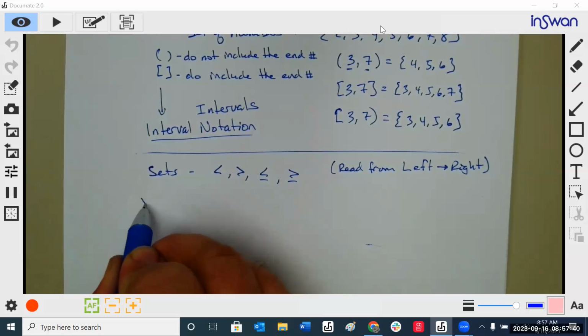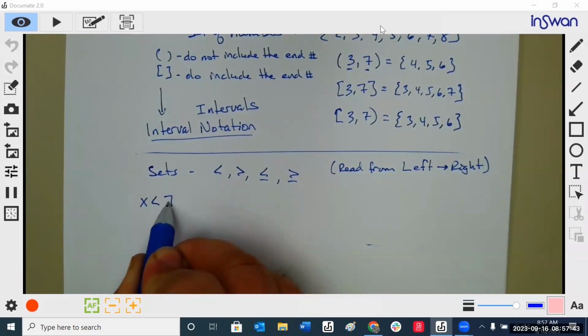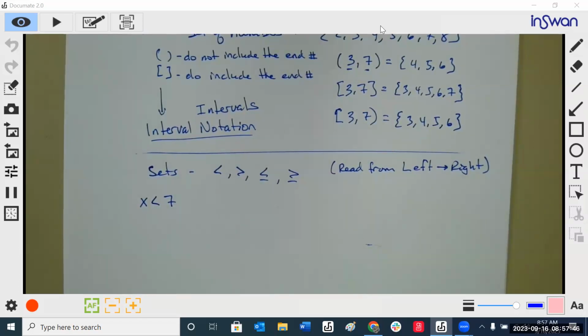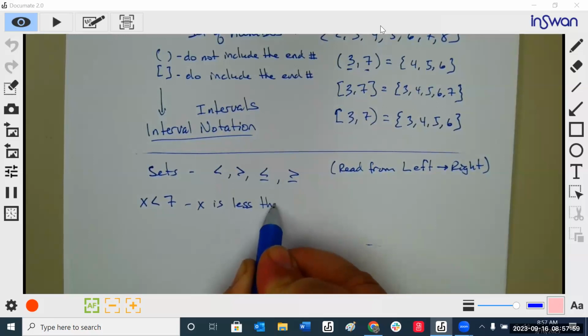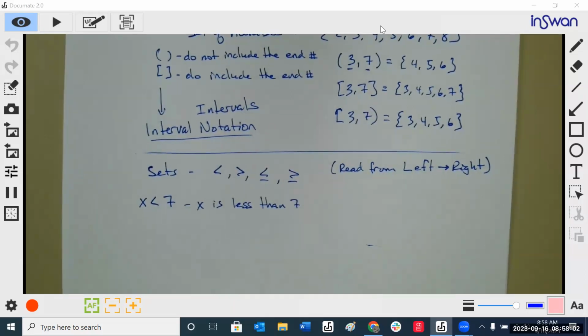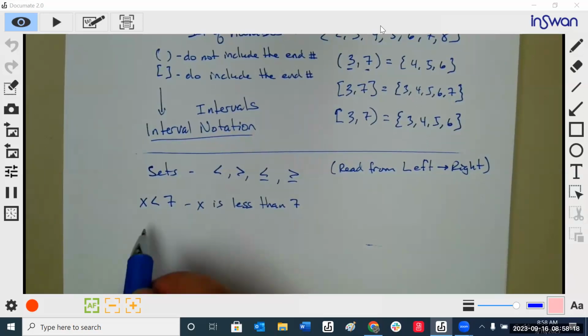For example, I'll give you something like this. How would you read that? X is less than 7. Yes, very good. X is less than 7. The arrows always point to the smaller number. That's important. It always points to the smaller number, but you still read left to right.